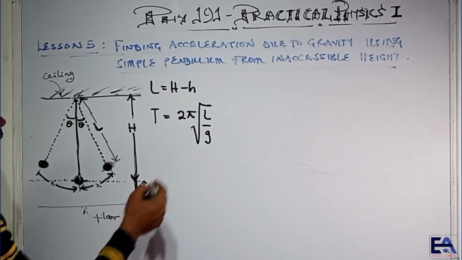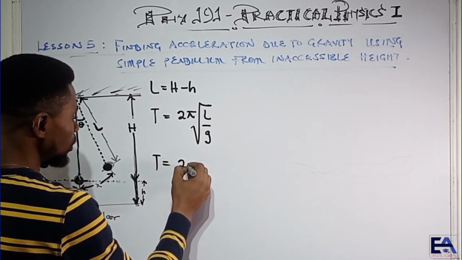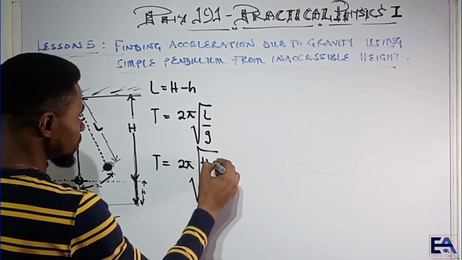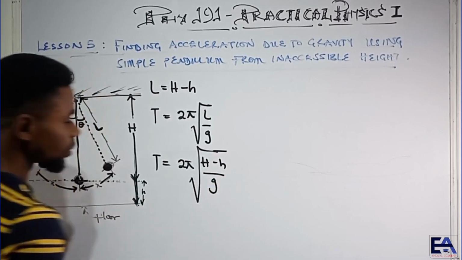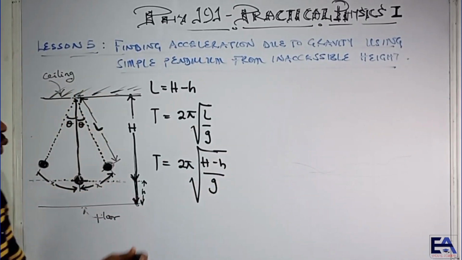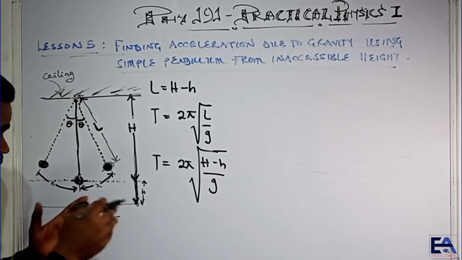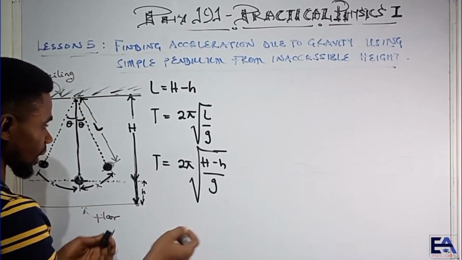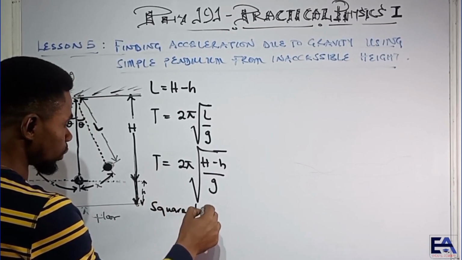So instead of writing L, we just replace it to say T is equal to 2 pi root (H minus h) over g. So T is equal to 2 pi root (H minus h) over g. If we want to proceed from here, the next thing is to square both sides, like we did earlier.